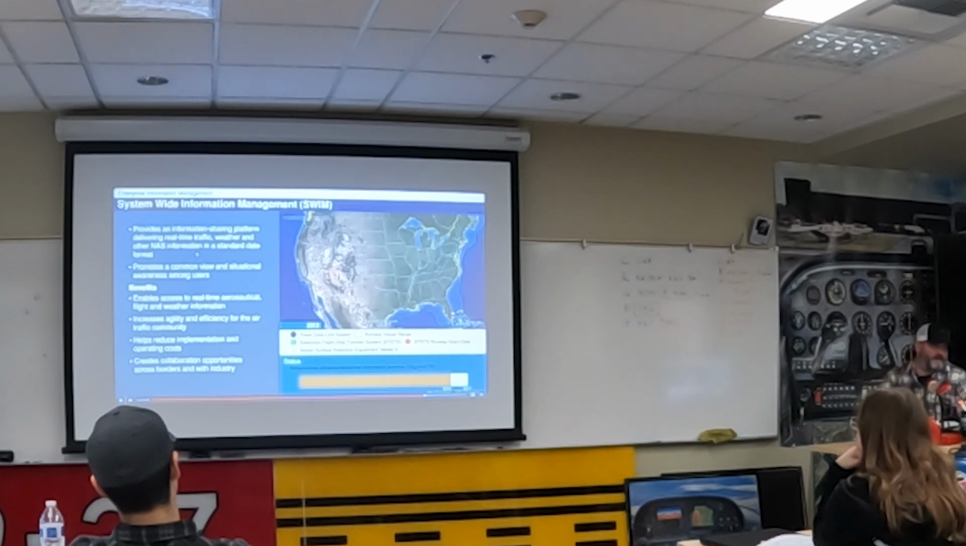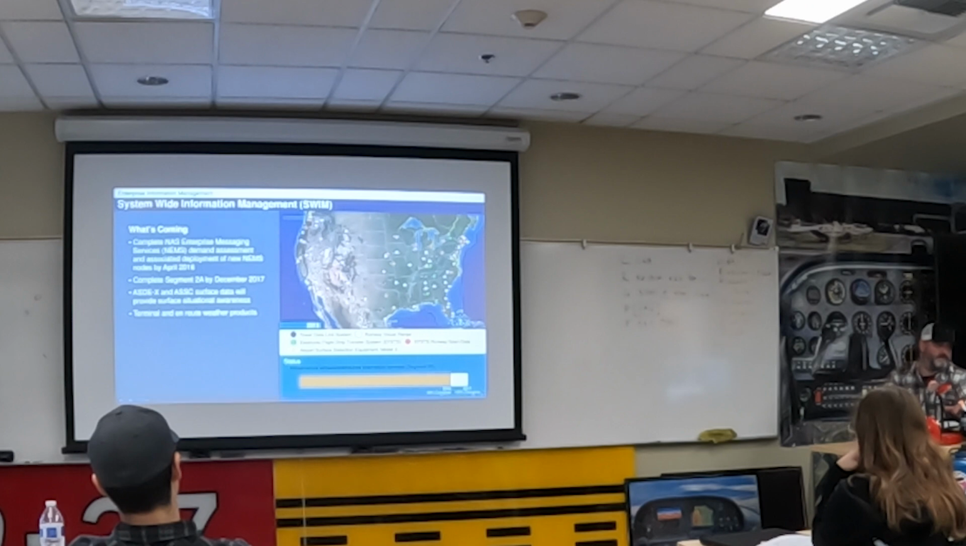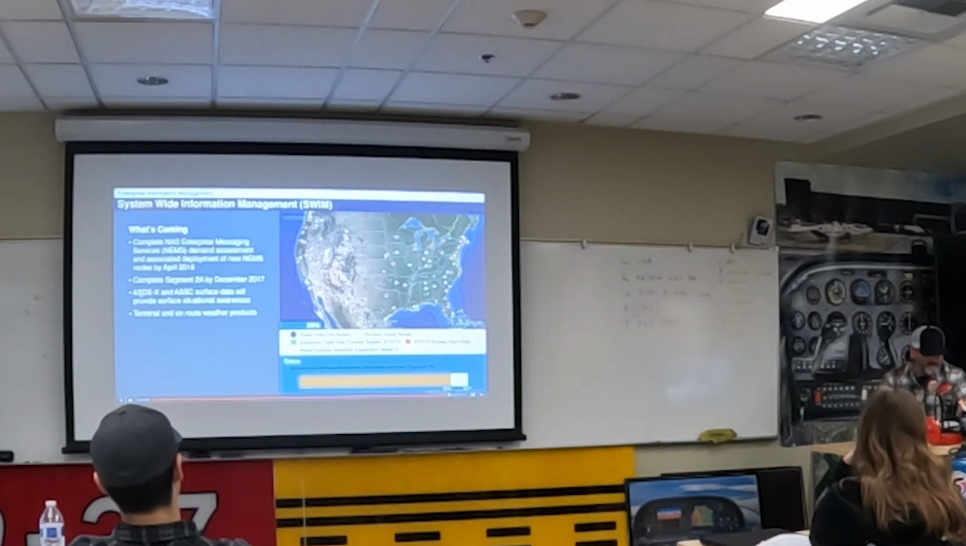Traffic, weather, other NAS standard data format, able to be sent to the cockpit or flight deck, automated, real-time flight weather information, increase agility and efficiency for the air traffic community, reduce implementation of operating costs, i.e. saving fuel. The whole goal by the NEMS was to be April 2016. This was pushed back. ASDEX, airport surface detection equipment for next generation, will give surface situational awareness.